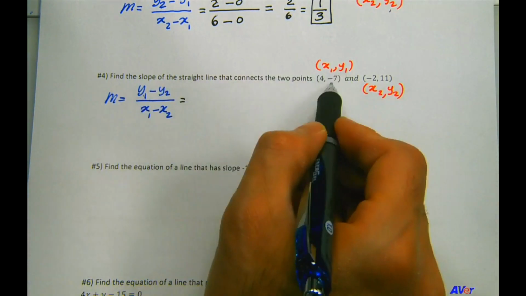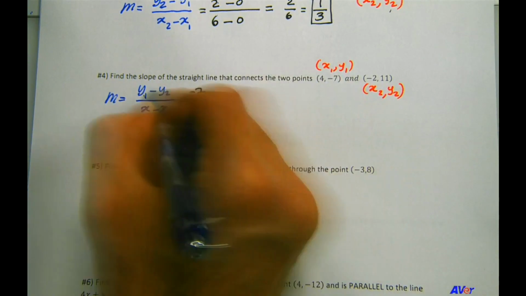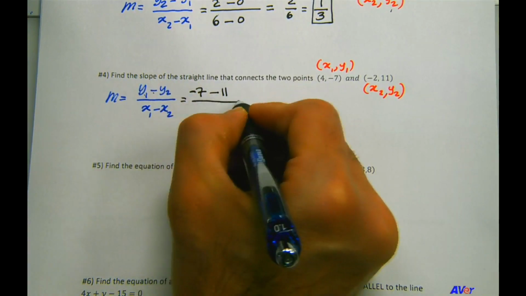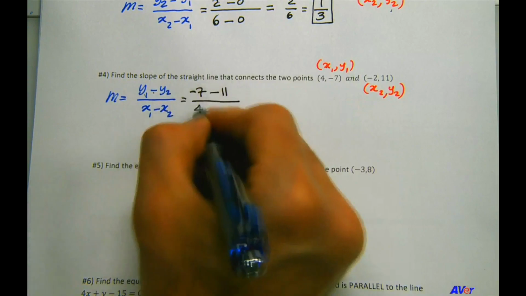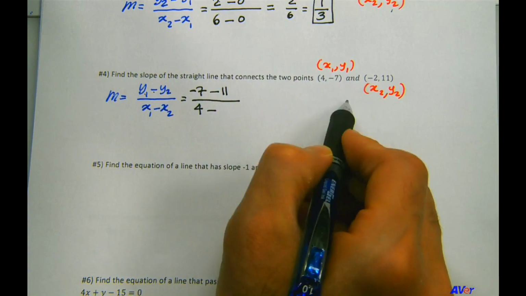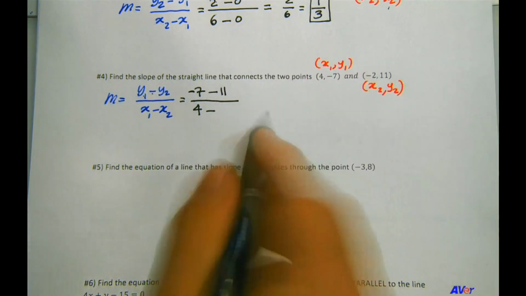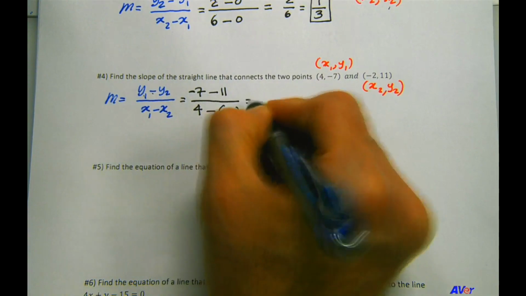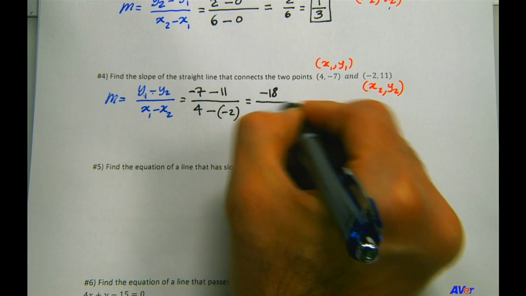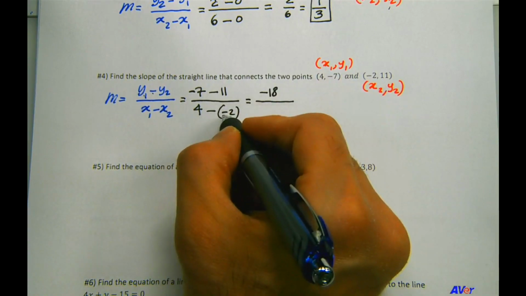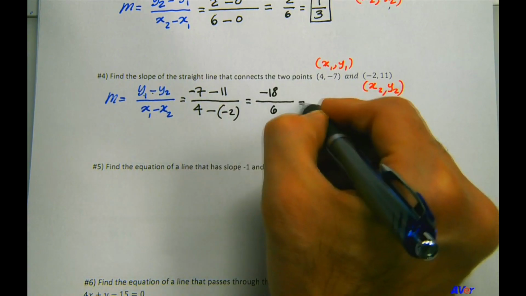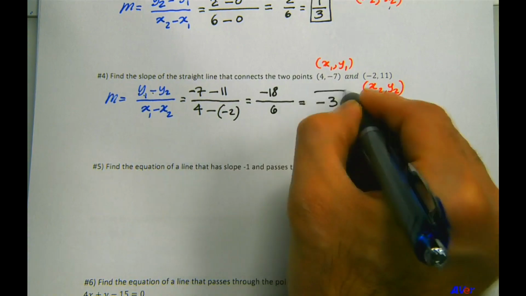y1 is minus 7. Minus y2 is 11. x1 is 4. Minus x2, which is minus 2. Right? Minus minus 2. So let's simplify. Minus 7 minus 11, that's minus 18. Divided by 4 minus a minus 2, which is 4 plus 2, is 6. Minus 18 divided by 6 is equal to minus 3.